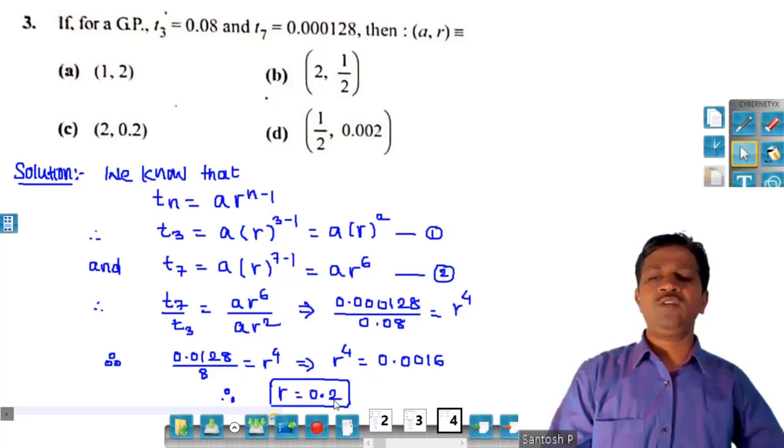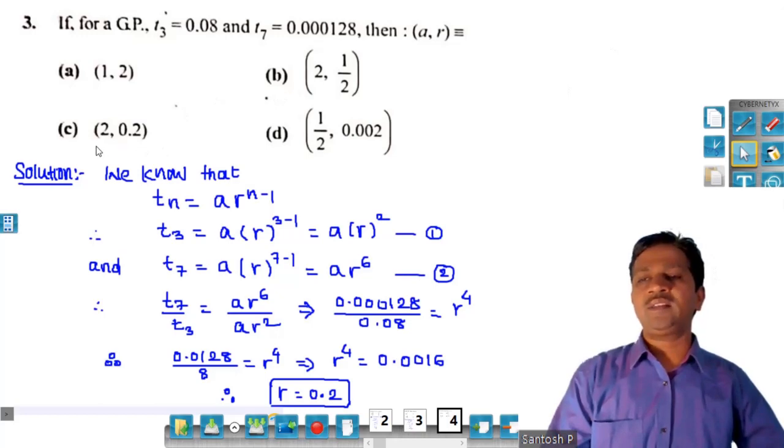So we got the value of R, which is 0.2, and from the options I can directly say option C is the correct answer. You may find the value of A by putting R equals 0.2 in equation 1, and then putting the value of T3, you can also find the value of A. But for MCQs, you should directly see the options.